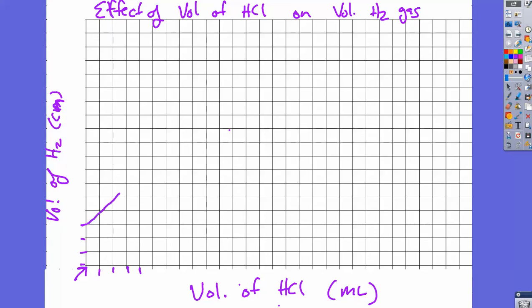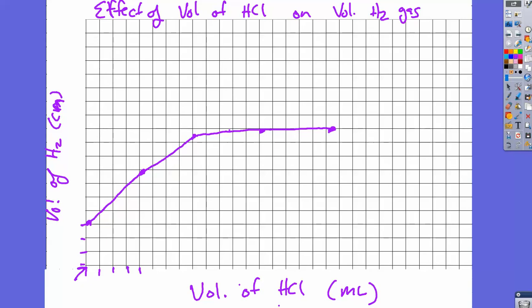Now, for this first graph, you should see that initially you have a rise in the size of the balloon as the volume of hydrochloric acid increases, and that you should continue to see that a little bit out to the first couple data points. But then it flattens out, and that balloon stops getting bigger even though we're adding more hydrochloric acid.